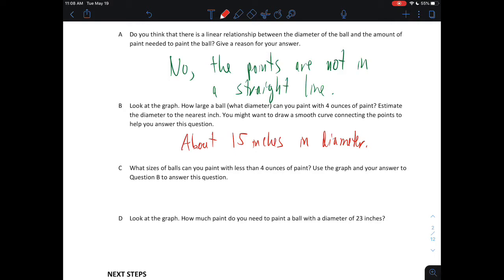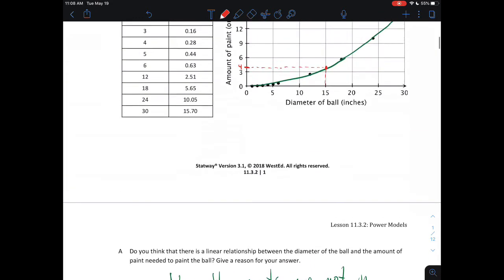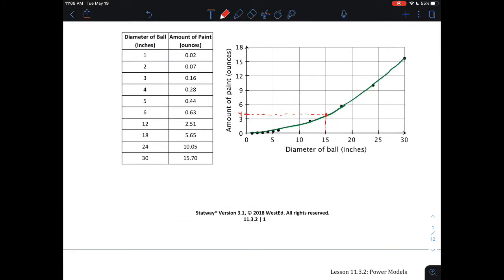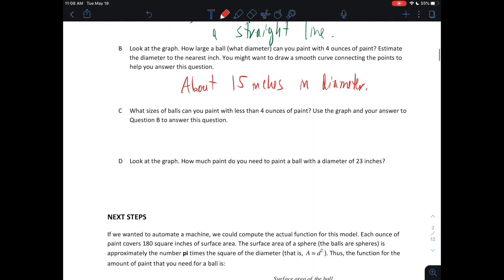Part C, what sizes of balls can you paint with less than 4 ounces of paint? Use the graph in your answer to question B to answer this question. So if we're thinking of using less than 4 ounces, then that would have to be a diameter that is smaller than 15 inches. So we can say diameters smaller than 15 inches. This is also similar to things that we were doing over the last few lessons.